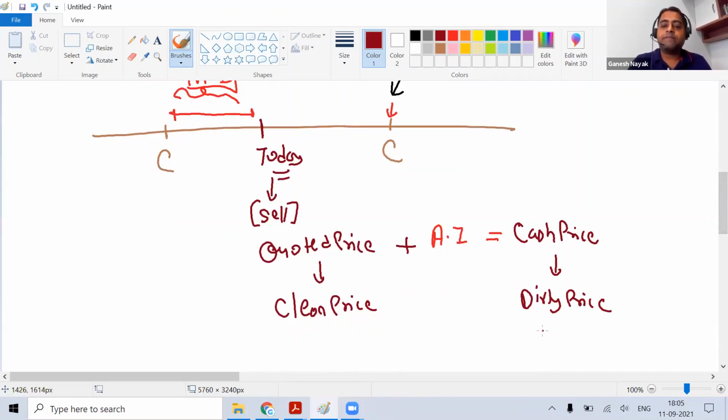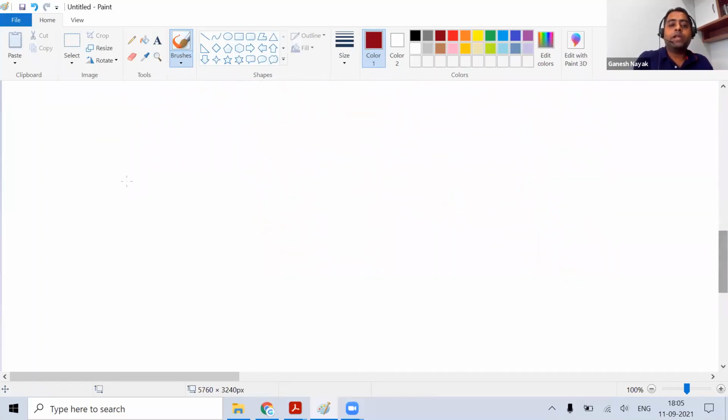So in very simple language, the quoted price that you see in the market does not include the accrued interest. It does not take into consideration the risk that you have taken by holding the bond for a certain period of time. So you calculate the accrued interest and add it to the quoted price, or clean price, to get the actual price that you should be getting when you're selling the bond. But the question still remains, how do we calculate the accrued interest? Let me take you towards that discussion.